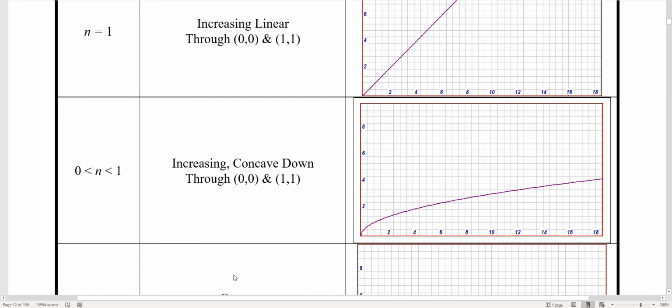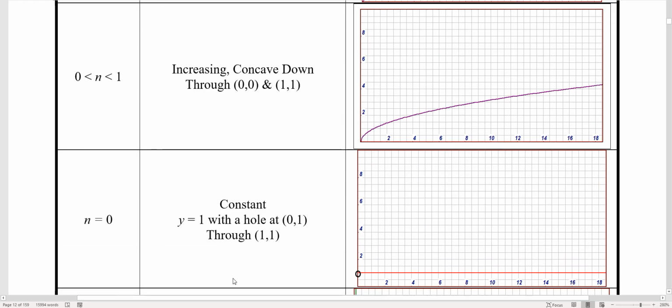Between 0 and 1 for the power, x to the n is increasing but concave down, going through (0, 0) and (1, 1). If n equals 0, we got a horizontal line at y equals 1, except it has a hole in the graph at (0, 1). So in the first quadrant, that's constant and, of course, linear, straight.